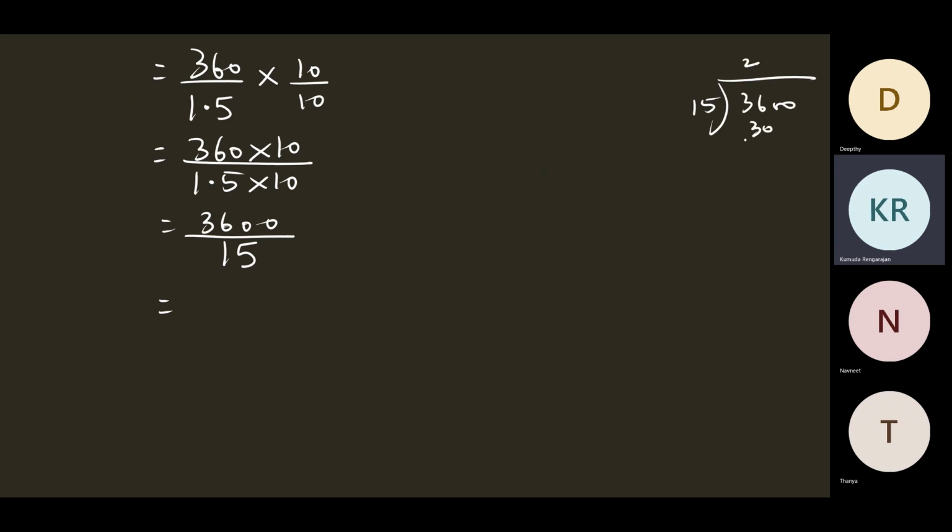15 twos are 30. 6 remains. 0 comes down. 4s are 60. 0 and 0 comes down. So 0. So 240 meters. So this is the length of the carpet. Length of the carpet is equal to 240 meters.